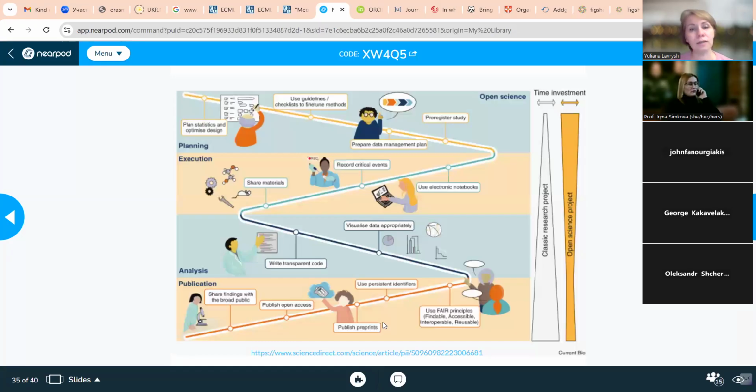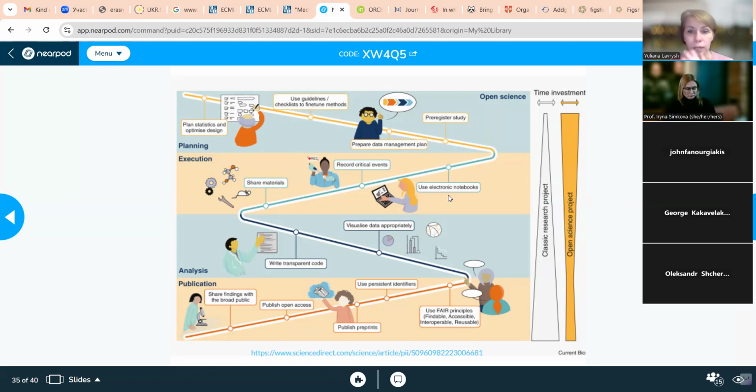Here is the journey to open science. We started with it from my title page, the first page. So first you plan. On this stage, you use guideline, open checklist, and then you prepare your management plan, and you can pre-register your study. You can pre-register your protocol, your planning protocol. You can just mention, this is a planning protocol.